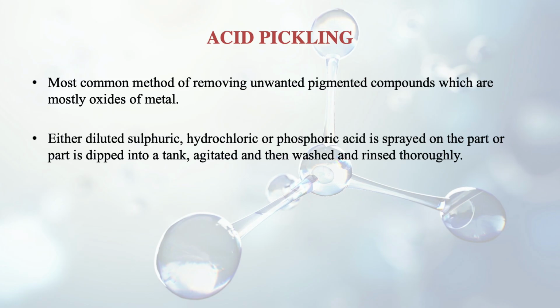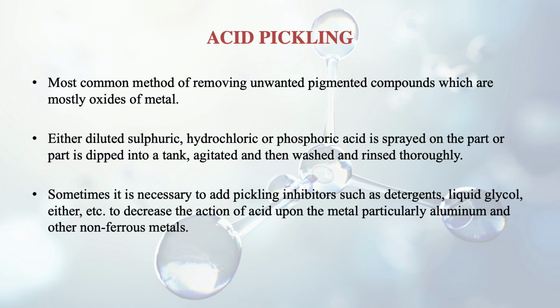What we do in this process actually, we use diluted sulfuric, hydrochloric or phosphoric acid, and this acid is sprayed on the part, or the other way around, the part is dipped into a tank and it is agitated thereafter and further washed and rinsed thoroughly. Sometimes it is necessary to add pickling inhibitors also. With this acid pickling, we have to use inhibitors also.